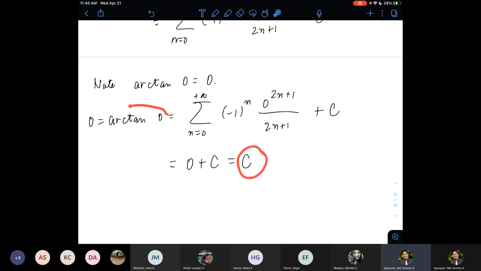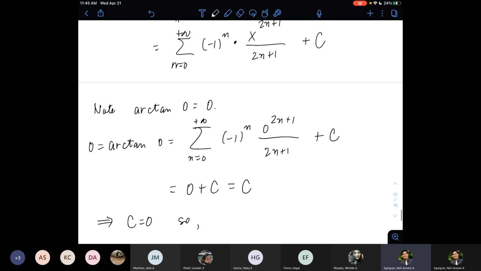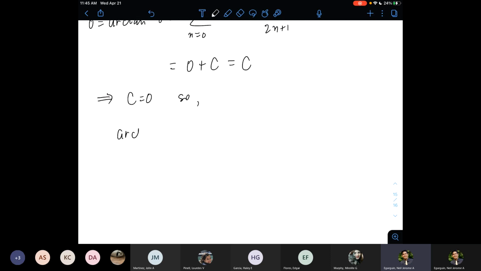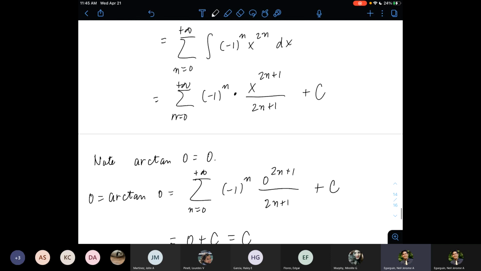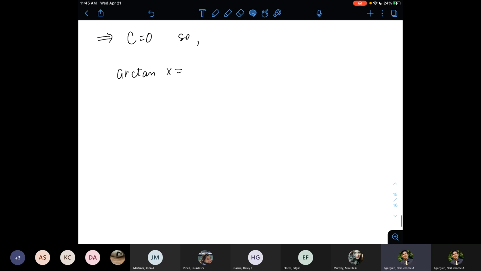So that means c must be equal to arctan of 0, but arctan of 0 is 0, right? So this means that c is equal to 0. So our expansion for arctan will just have c equals 0, so we'll have this. I was lucky because c turns out to be 0, so even if I forgot to put the plus c above, I should have been fine. Okay?